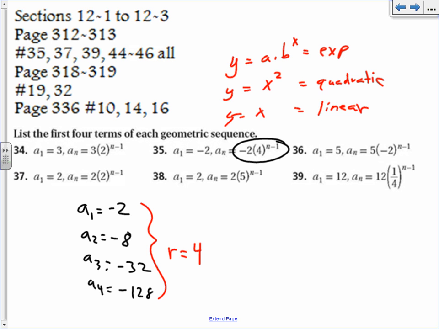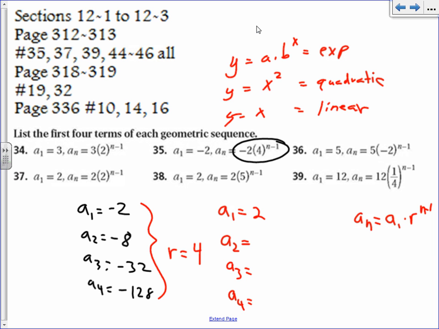Now number 37, again, a sub 1 equals 2. It asks for the next terms, a sub 3, a sub 4. Remember the standard form is a sub n equals a sub 1 times r to the n minus 1. That's the general term of a geometric sequence. So let's plug in one of these numbers. The first number we plug in is 1. 1 minus 1 is 0. 2 to the 0 is 1. 2 times 1 is 2. That's where that 2 comes from.